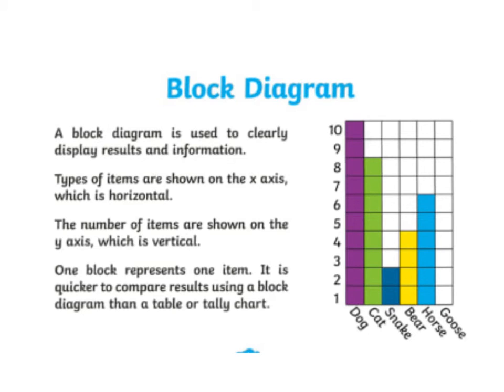Okay, what about the horses? How many horses are represented on this block diagram? Count them up quickly. Yes, you're right. 6, because we've coloured in 6 blocks. Do we have a goose? No, we don't have a goose because we don't have any blocks coloured in for the goose. Okay, so that's the information that we can see displayed on this block diagram.